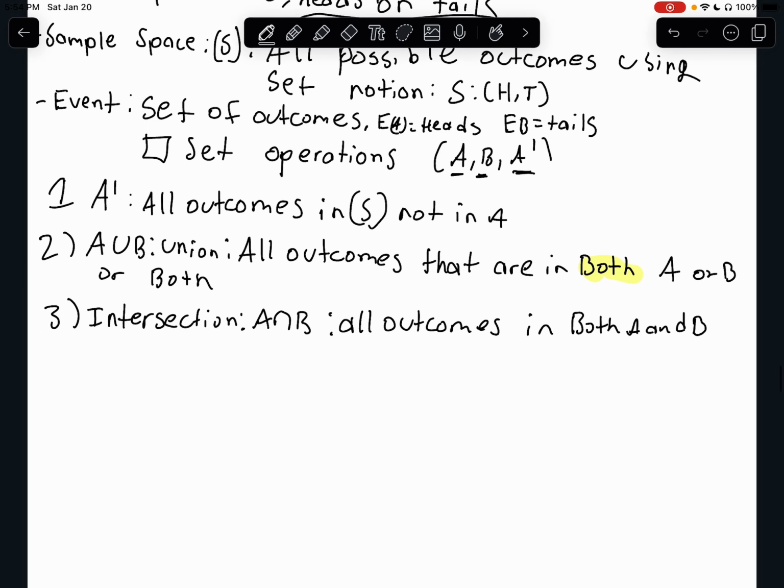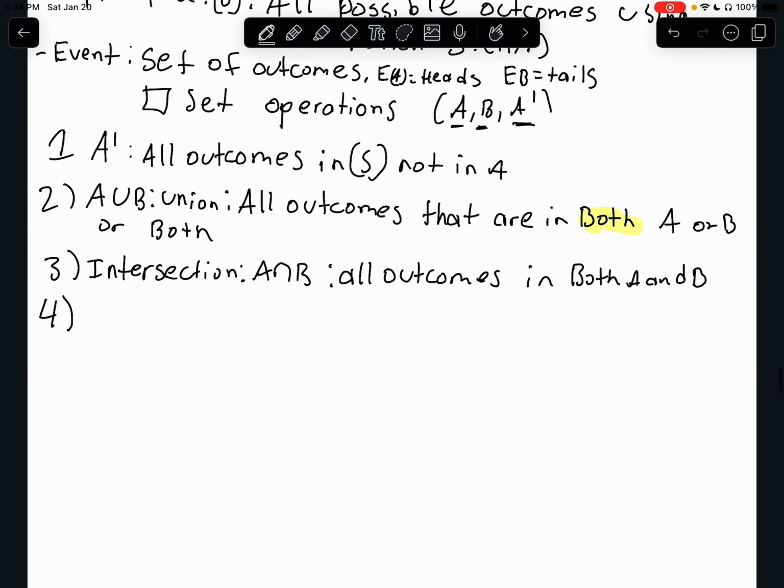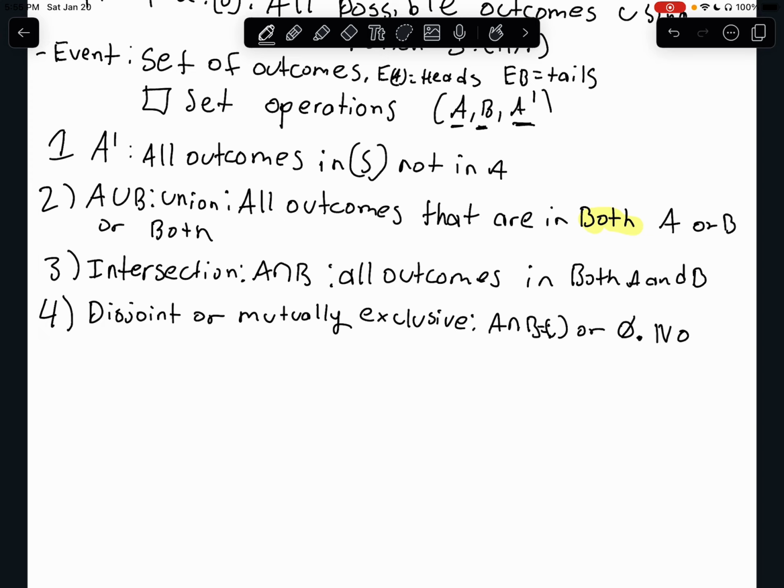All right. Fourth one, we can write as disjoint or mutually exclusive. This one is still A intersect B equals the empty set, or 0. That means no elements are in common. So it's disjoint or mutually exclusive because we have nothing in common.